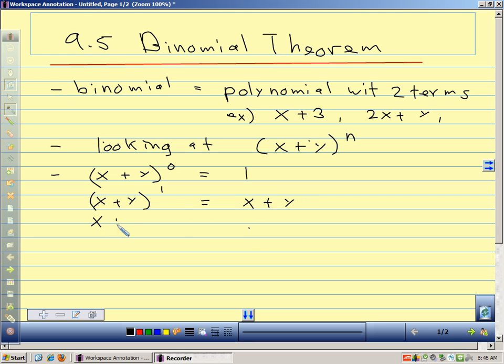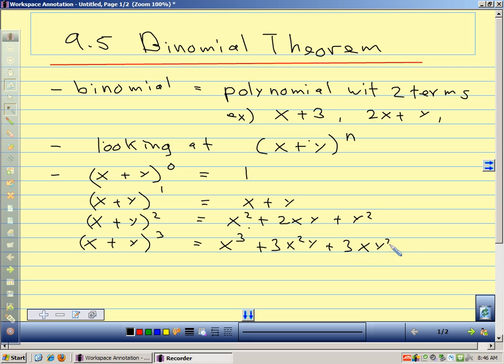X plus y squared is x squared plus 2xy plus y squared. X plus y to the third equals x to the third plus 3x squared y plus 3xy squared plus y to the third.